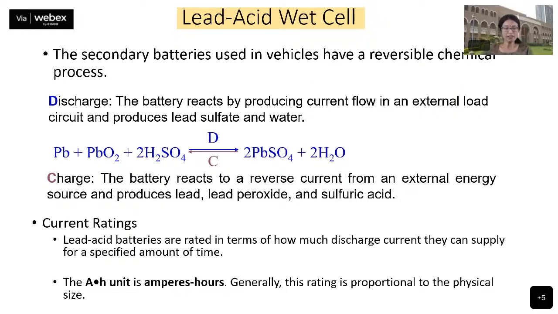In this secondary battery, what happens during discharge for this particular lead acid wet cell is that the lead and lead dioxide react with the sulfuric acid and give you lead sulfate with the release of water. While charging, it is just the reverse.